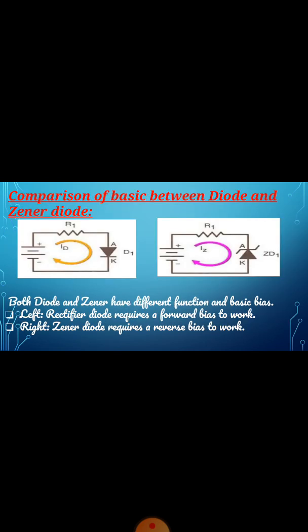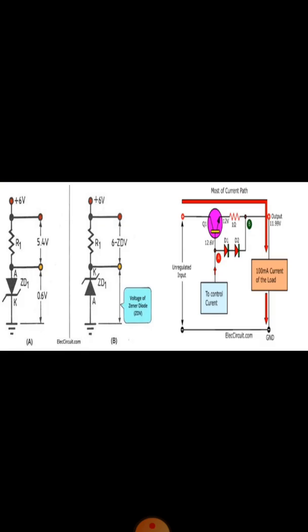Comparison of basics between diode and Zener diode. This is a diode and that is a Zener diode. Both diodes and Zener diodes have different functions and basic bias. On the left, rectifier diodes require a forward bias to work, and on the right, Zener diodes require a reverse bias to work. This is a Zener diode circuit, the most common part of the circuit.